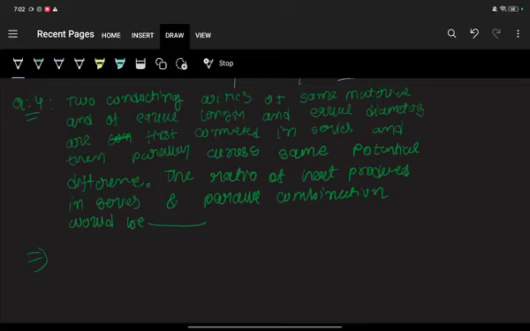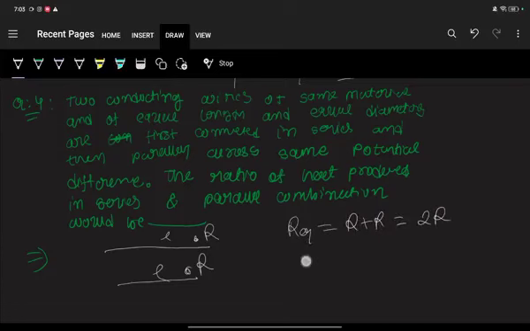So 2 is to 1. In series, it's 2 is to 1. Two conducting wires of same material and equal length and equal diameters are first connected in series and then in parallel. Let's say its resistance is R. So in series, its equivalent resistance will be R plus R, that means 2R will be the resistance.